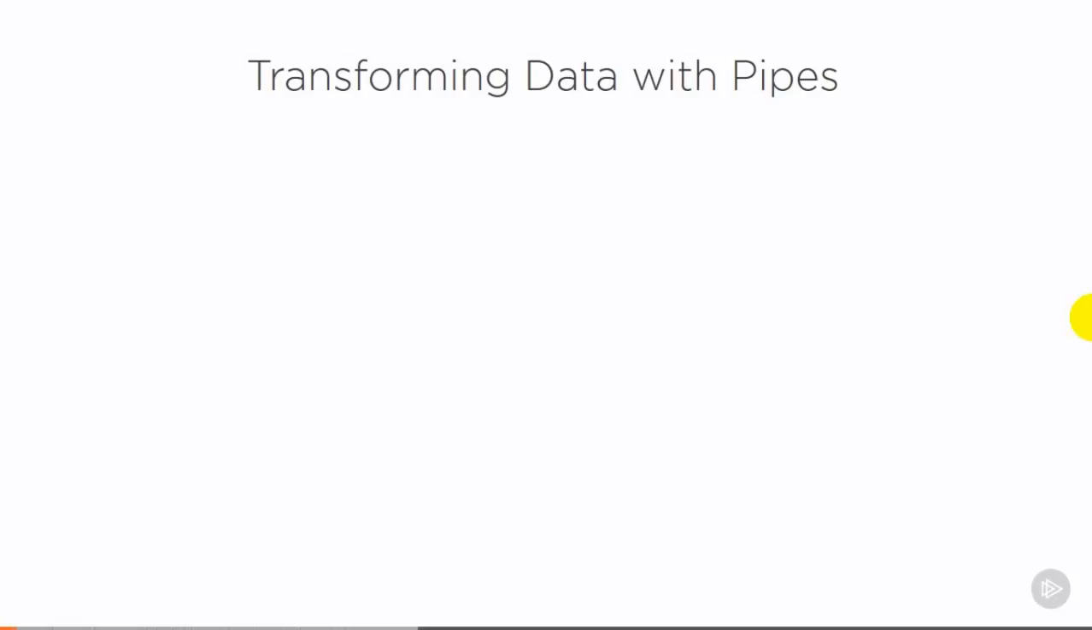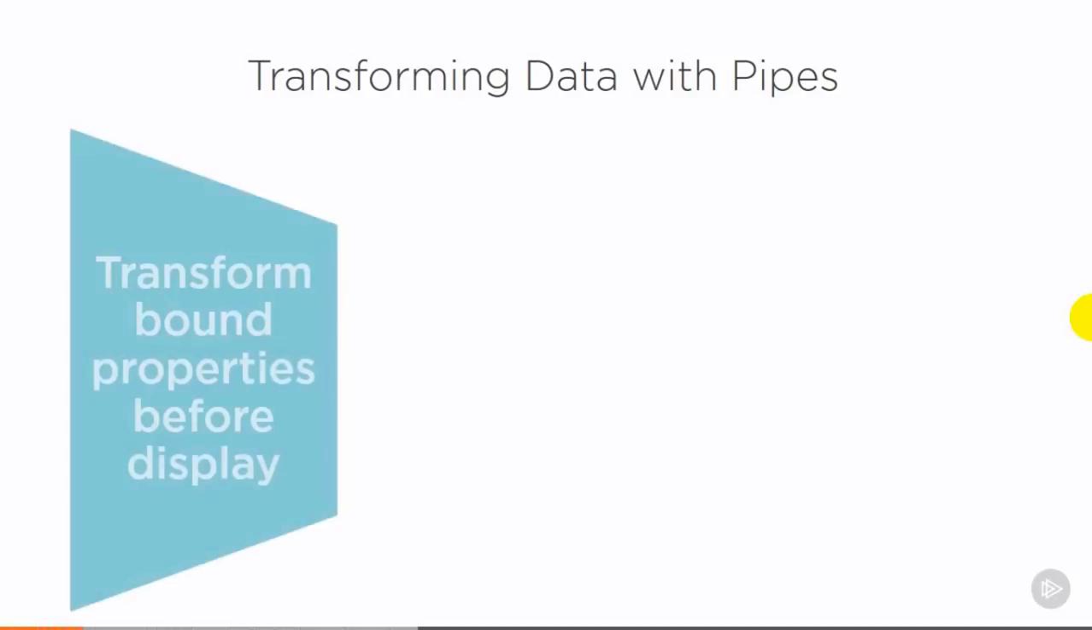With Angular's data binding, displaying data is easy. Just bind an element property to a class property and we're done. Well, not always. Sometimes the data is not in a format appropriate for display. That's where pipes come in handy. Pipes transform bound properties before they are displayed, so we can alter the property values to make them more user-friendly or more locale appropriate.